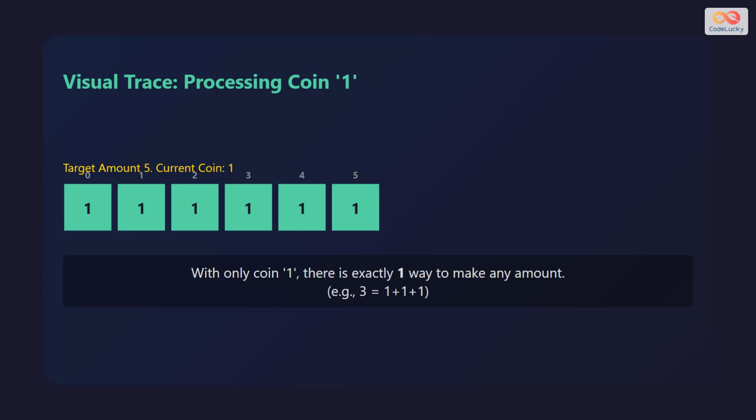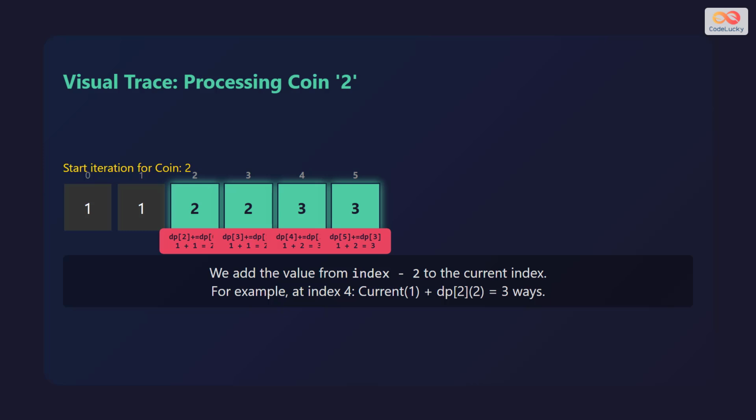Let's trace this with our example. We start with coin 1. For every amount from 1 to 5, we add the value from the current index minus 1. Since index 0 is 1, this value propagates through the entire array. This makes sense. There is exactly one way to make any amount using only pennies.